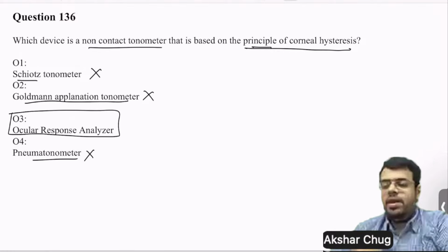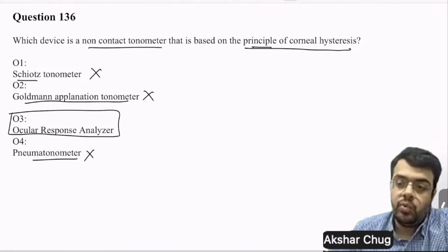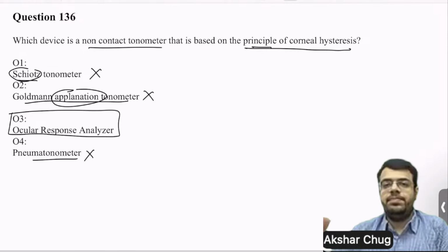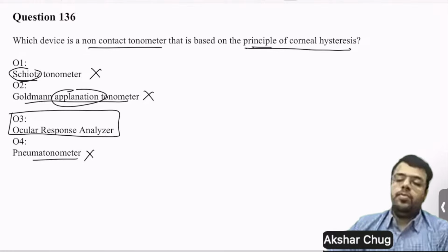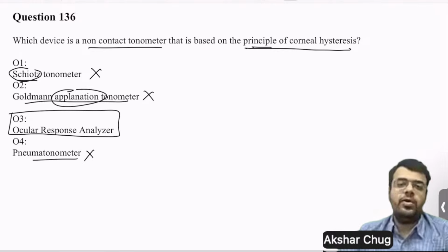Now, if you don't know this question, you could easily rule out option 1 and option 2. As the name itself suggests, applanation tonometer. And Schiotz's you must have used in your internship, the Schiotz tonometer. Both of them are definitely contact tonometers. And after ruling out the two options, you could take an educated guess between option 3 and 4.